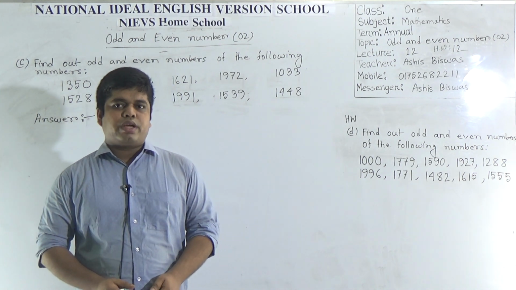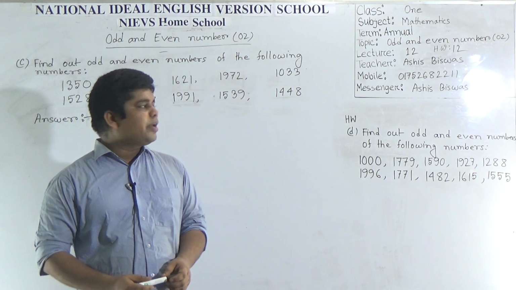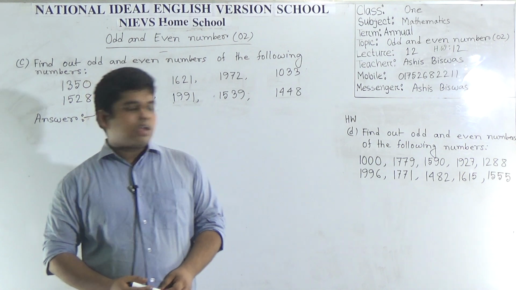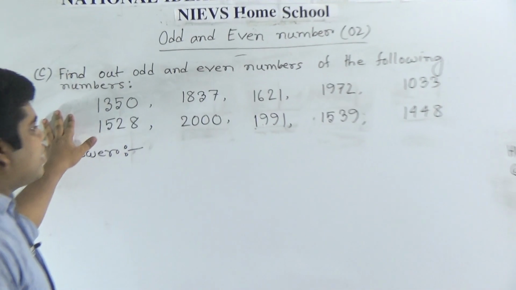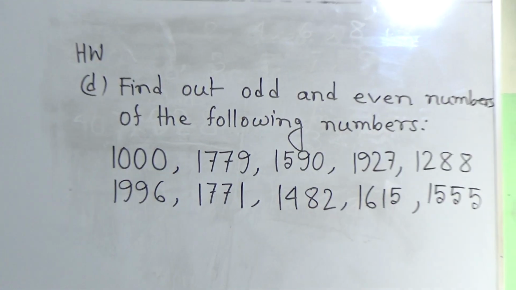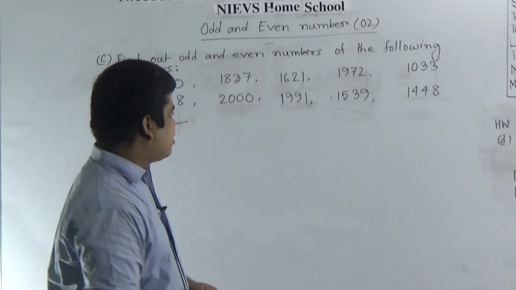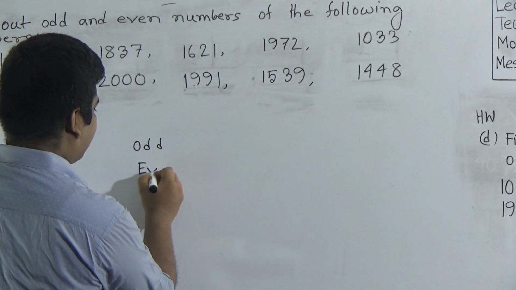My dear students, today is our lecture number 12 of annual term, and today's SW number will be 12 also. So, my dear students, let us start our class. In our class, we shall solve one problem as your CW and another problem will be your SW. Before starting our class, at first we know what are the even numbers and what are the odd numbers from 0 to 9. So, write first odd and even.